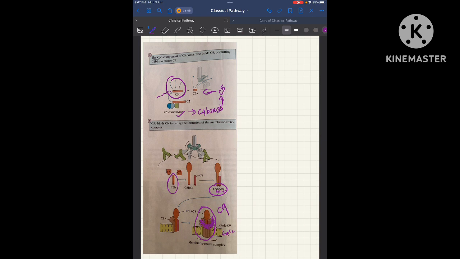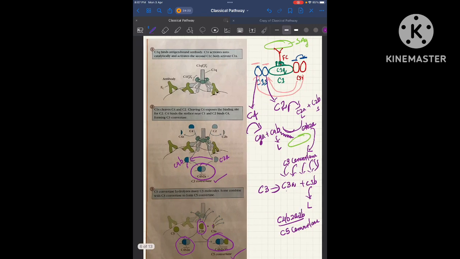Now this membrane attack complex is like a big pore that creates the osmotic imbalance in the cell, because through that pore all the cellular components, ions and the fluid part will be released out, so it creates an imbalance in the cell. Finally it leads to cell lysis. Okay, so this is the overall event of the classical pathway.